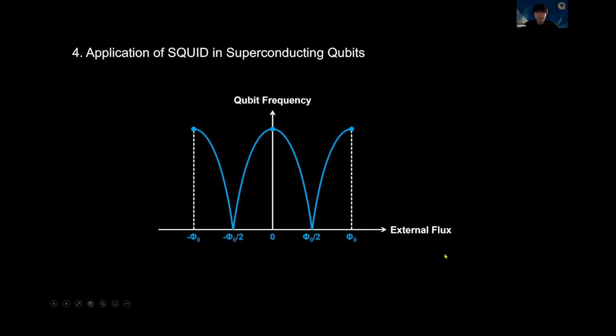So, sort of a diagram of how the qubit frequency can change with the external flux. At 0 external flux, we're going to have a certain qubit frequency based on how the junction was fabricated. And then by changing the external flux, we can decrease this qubit frequency. And so we have this range of values we can play with the qubit.